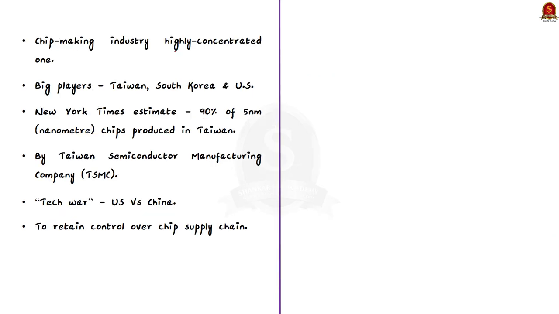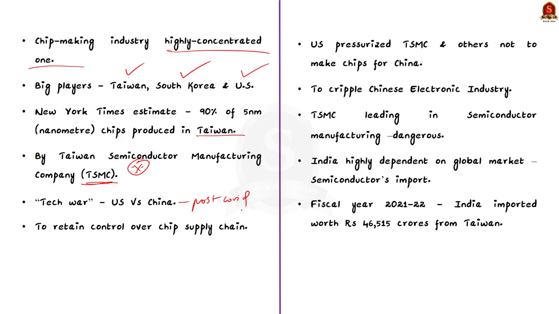See, the chip making industry is a highly concentrated one. The big players are Taiwan, South Korea and US. In fact, according to a New York Times estimate, 90% of the 5 nanometer chips are mass produced in Taiwan. This is by the Taiwan Semiconductor Manufacturing Company, TSMC. There exists a tech war between the US and China post the COVID in order to retain control over the chip supply chain. The US has pressurized TSMC and others not to make chips for China. This is done specifically to cripple the Chinese electronic industry.